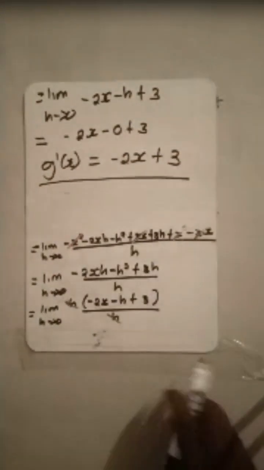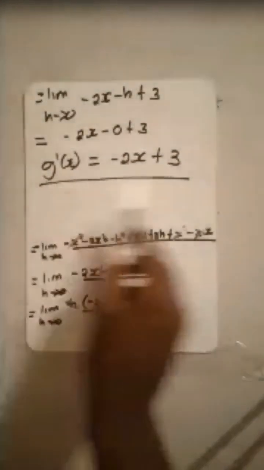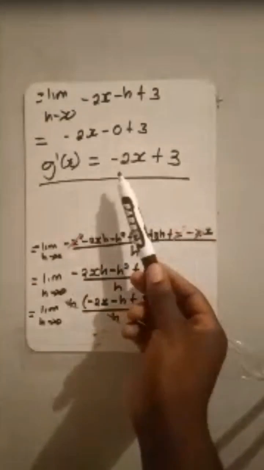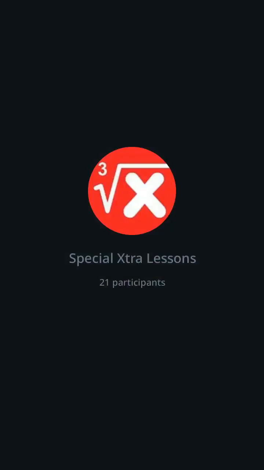So this is the gradient function that can actually be used to get the gradient at any point on g.